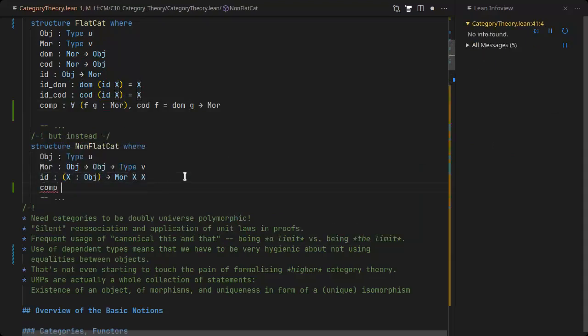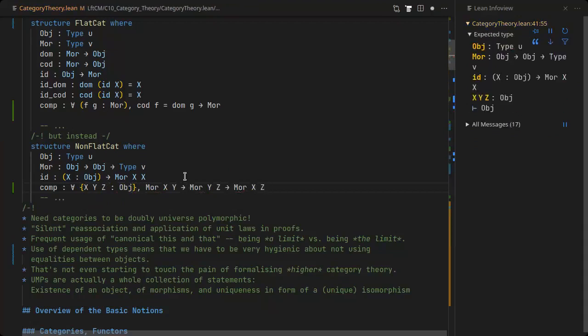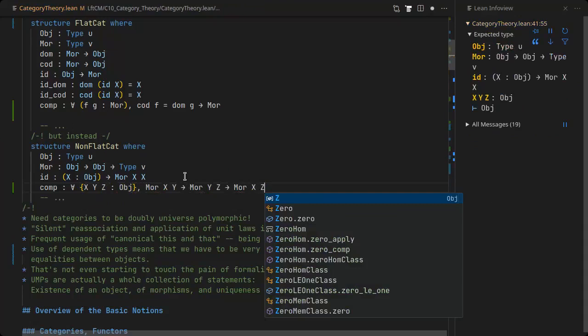And so the composition would be that, for all, put these in as implicit arguments, for all X, Y, and Z in obj, you'd have a function from morphism of X, Y to morphism of Y, Z to morphism of X, Z. Yeah, and that's everything dealt with.